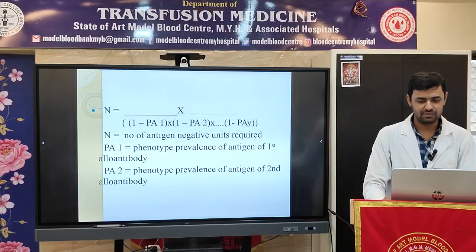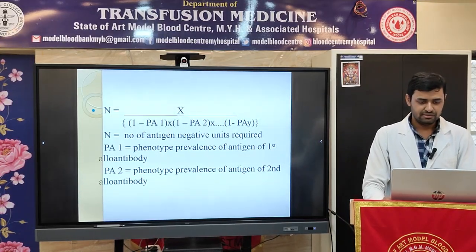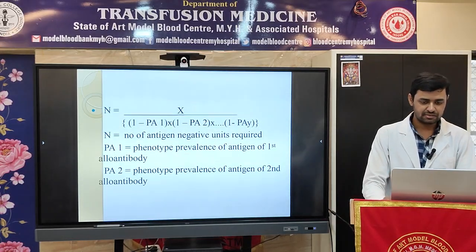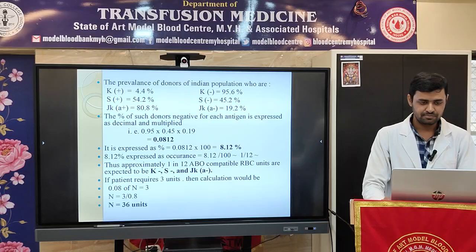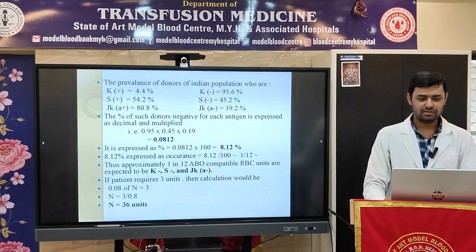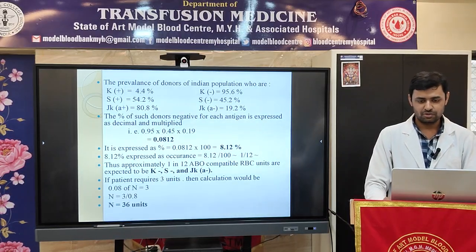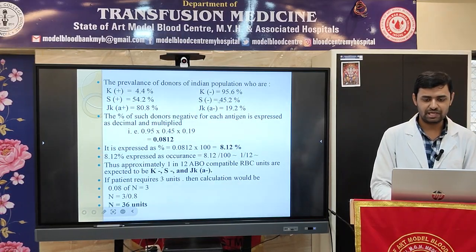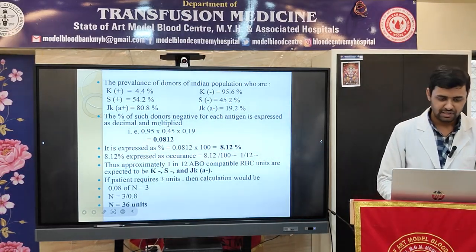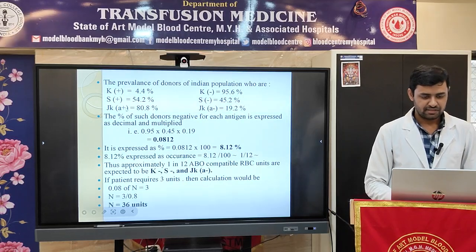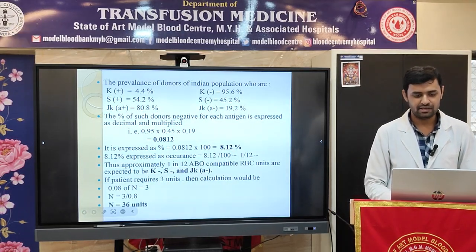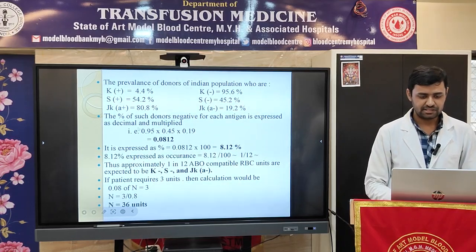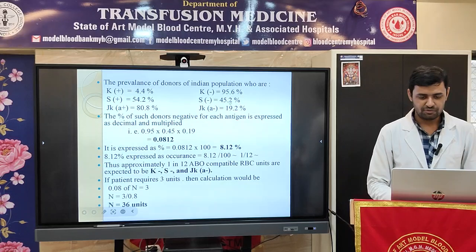For finding the number of antigen negative units required, we divide 1 by 1 minus the phenotypic prevalence of antigen A of the first antibody, multiplied by 1 minus the phenotypic prevalence of the antigen of the second antibody, and so on n times. For example, the prevalence of donors of the Indian population who are capital K positive is 4.4%. So capital K negative will be 95.6, and capital S positive is 54.2%. So capital S negative will be 100 minus 54.2, which is 45.8, and JKA positive is 80.8%. So JKA negative will be 19.2%. The percentage of negative donors for each antigen is expressed as a decimal and multiplied. So 0.956, 0.458 and 0.192.